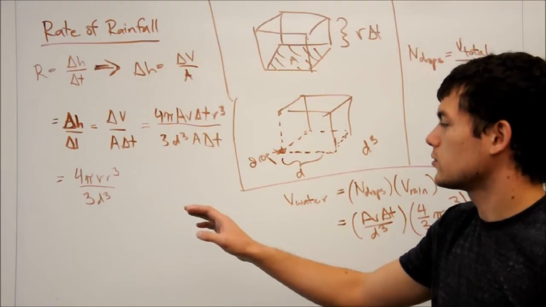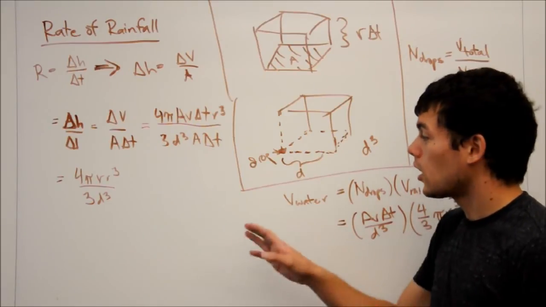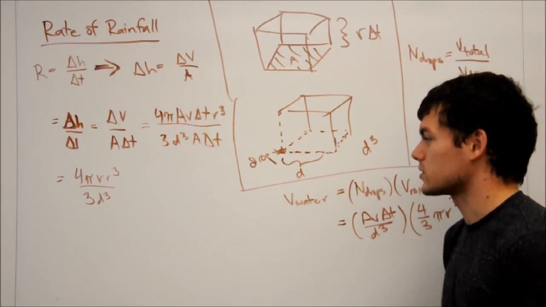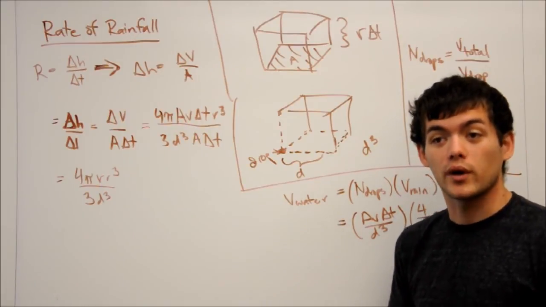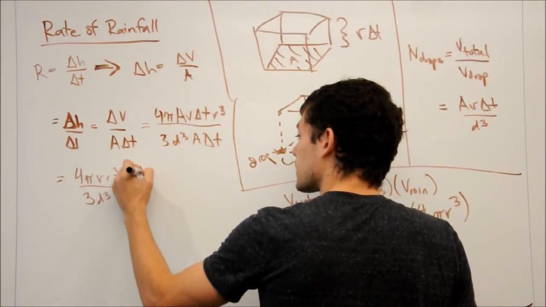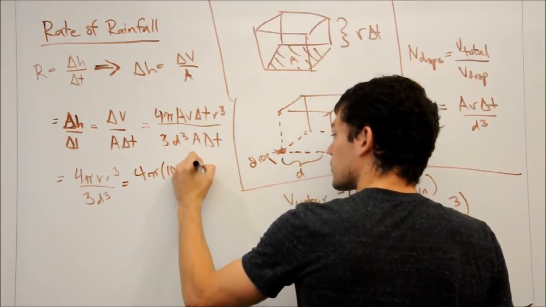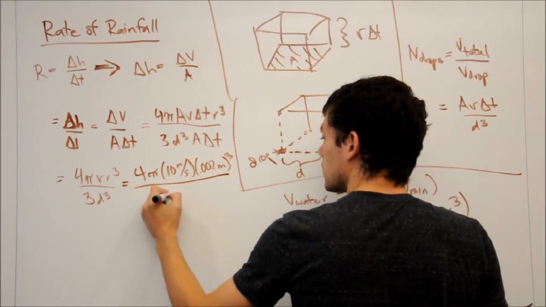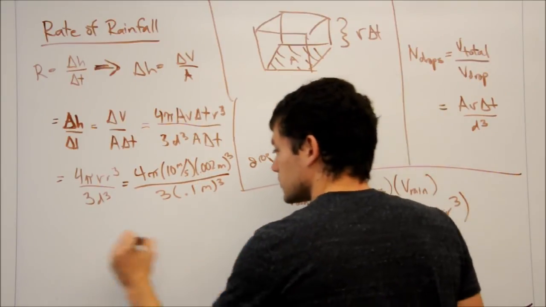So what we estimated was that V, the terminal velocity of a raindrop, was going to be about 10 meters per second. r was going to be 2 millimeters, or exactly 0.002 meters. D is going to be 10 centimeters, or 0.1 meters. And so all we have to do is plug this in right here, and we're going to get 4 pi times 10 meters per second times 0.002 meters cubed, all over 3 times 0.1 meters cubed.